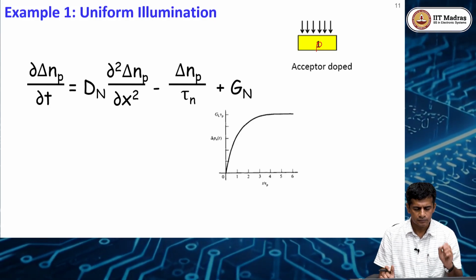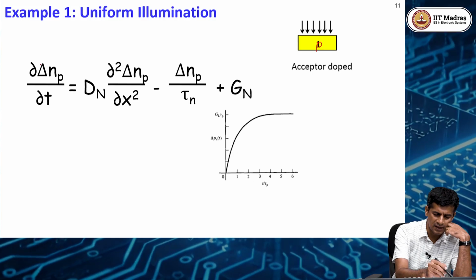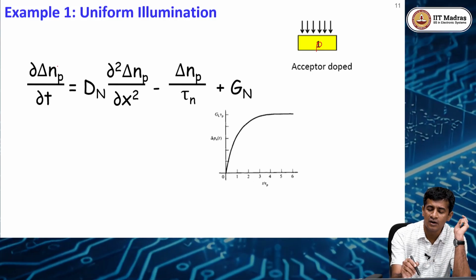So in this case, it is a p-type semiconductor, and we are still doing low level injection.